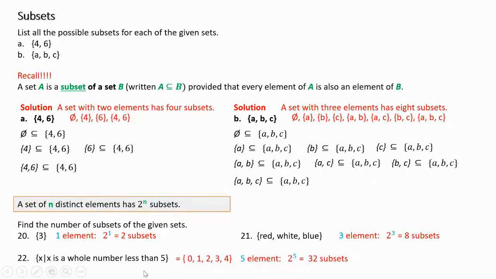Whole numbers less than 5. So it's going to be 1, 2, 3, 4, 5 elements. So 2 to the 5th power equals 32. So there's 32 different subsets.